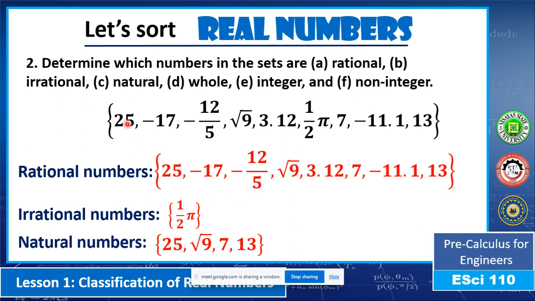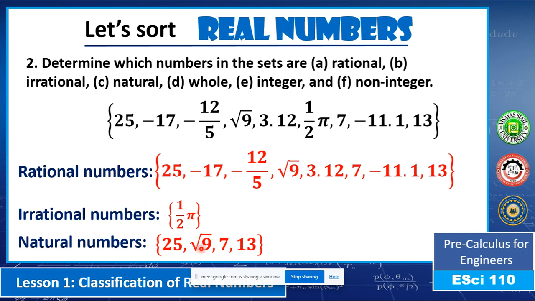Of course, it is natural, because it is a positive integer and also a whole number. Negative 17, no, because it is negative. 12 over 5 is a fraction, not allowed. I included square root of 9, but put a note on it, class. Remember what I said a while ago, that you should simplify this. So this will have two values, positive 3 and negative 3.